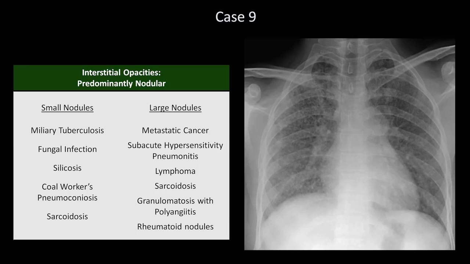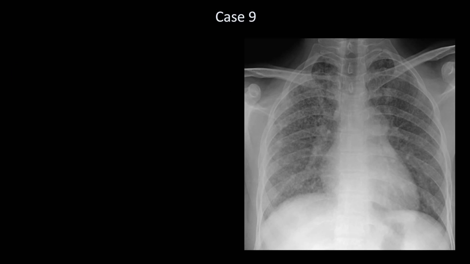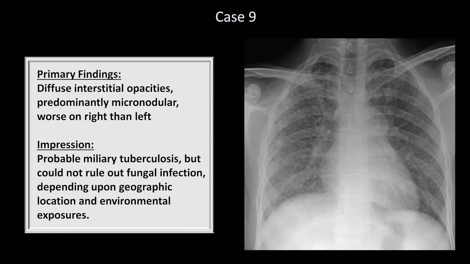In this case, though, these nodules are small enough to be called micronodules, and the combination of their size and significant number would also make this consistent with a so-called miliary pattern. While there is more than one etiology of miliary interstitial opacities, for a patient with HIV presenting with a subacute to chronic febrile illness with cachexia, tuberculosis absolutely must be the primary consideration. Other considerations could include various fungal diseases depending upon the patient's geographic location and environmental exposures.